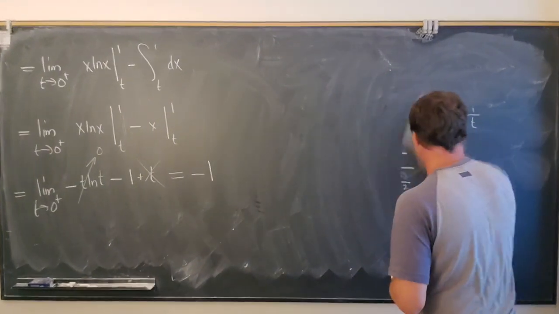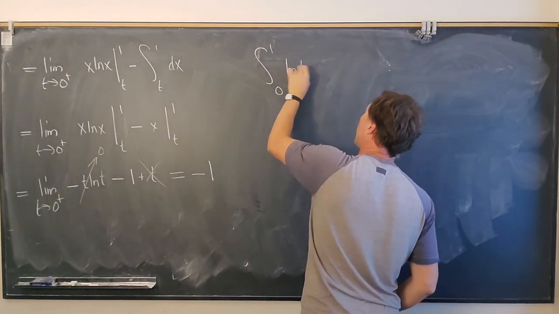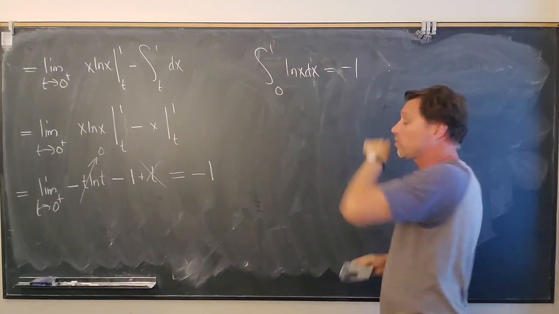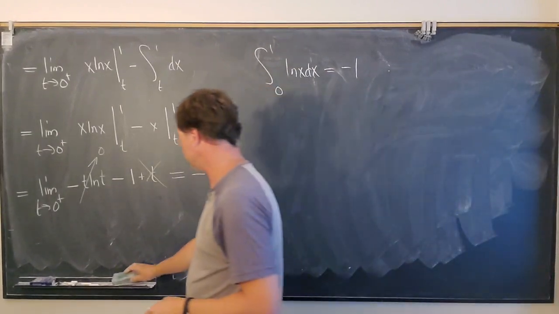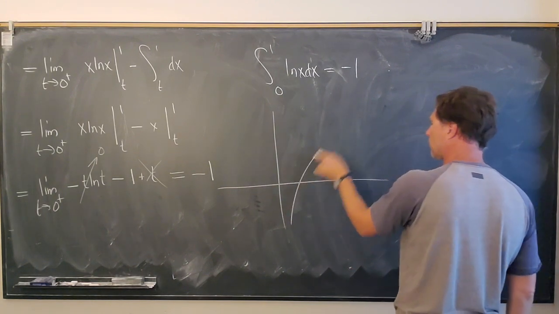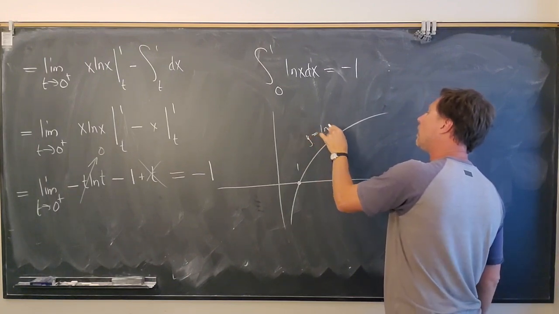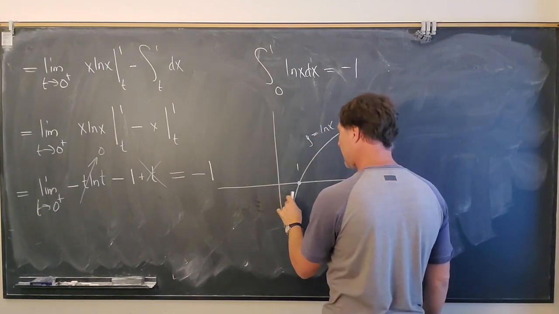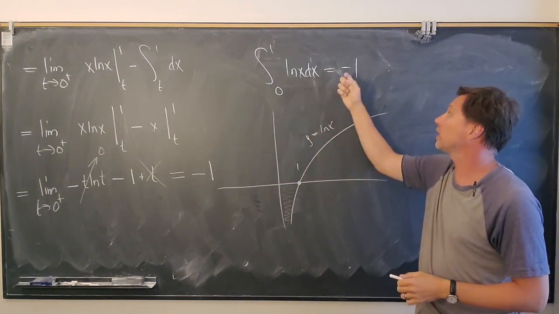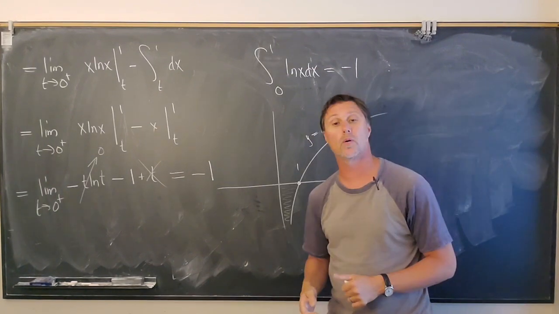So what we showed is that the integral from 0 to 1 of natural log of x dx converges to negative 1. Why is it negative? Well, think about the graph of natural log. It goes like that, and it passes through 1. So what we found is that the area is actually equal to positive 1, but because it's below the x-axis, the integral gives us a negative 1. Okay, that's a good place to stop, so we will see you next time.